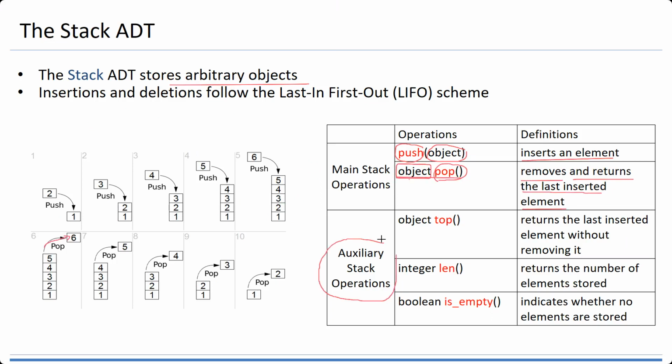We have auxiliary stack operations. Auxiliary means additional. So this is an addition. Usually we have this in order to check the current stack. I want to check the top object. It means what is the object that you define in the class, and this is to check the last inserted element without removing it. So I want to know what is the top of the stack. If I have this stack, then the top will be 5 before pushing the 6.